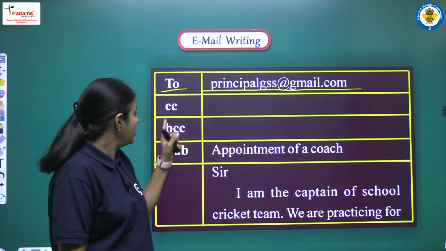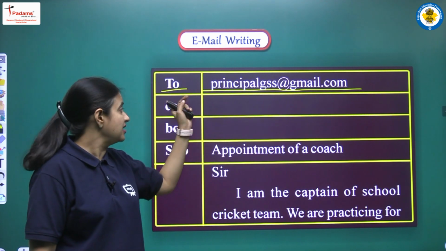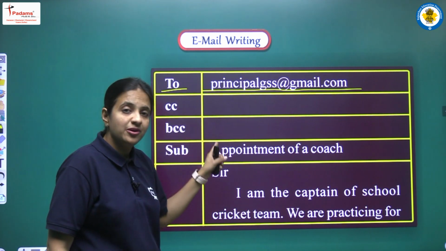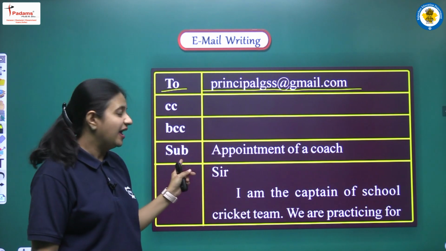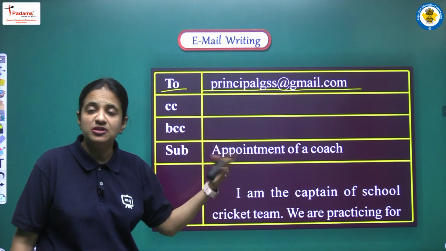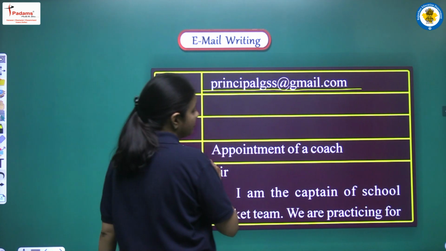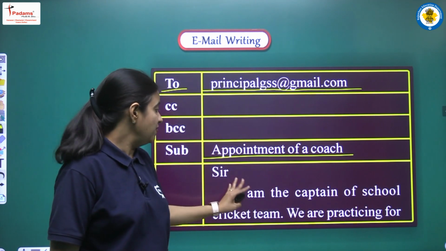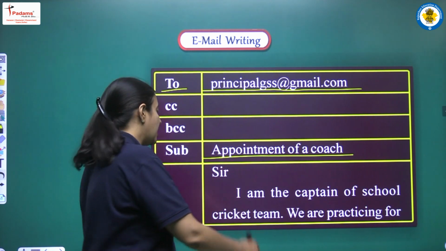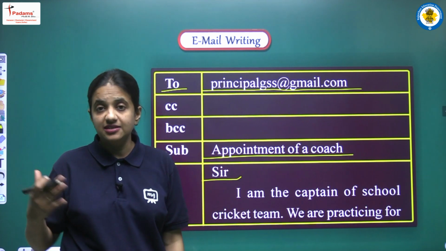Next we are having CC and BCC, that is carbon copy and blind carbon copy, and we are leaving these spaces blank. Next we are writing the subject. What is the purpose of writing this email? That is appointment of a coach. Okay, all clear? Now we are starting our email. So we are addressing our principal as Sir.